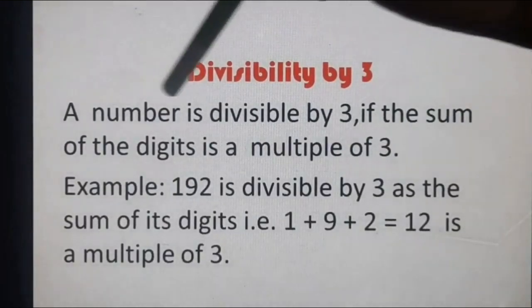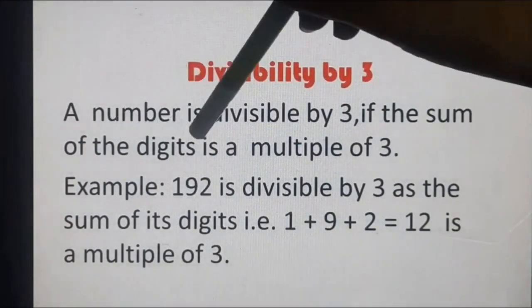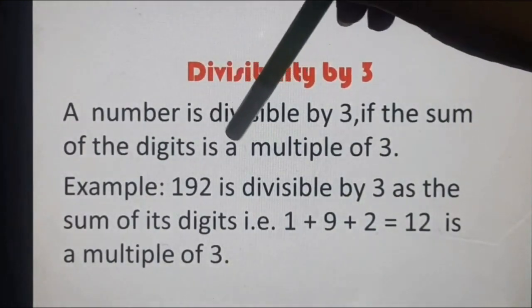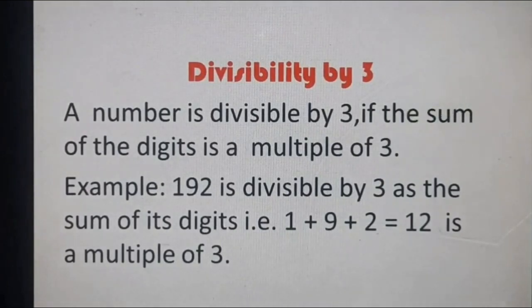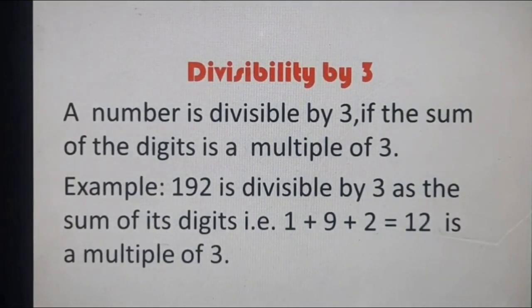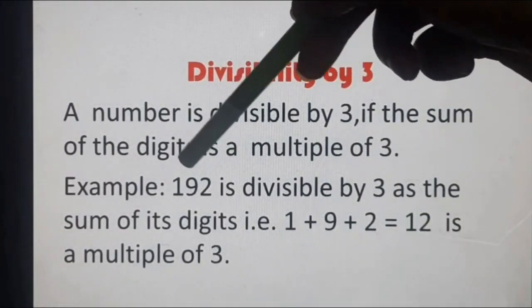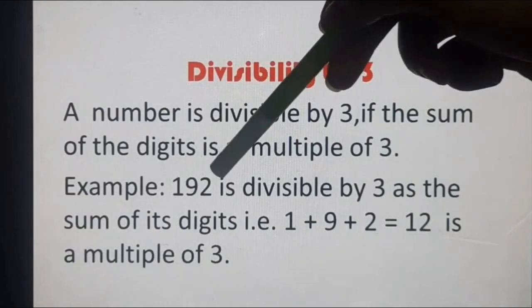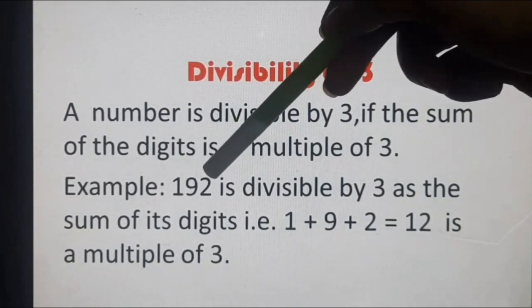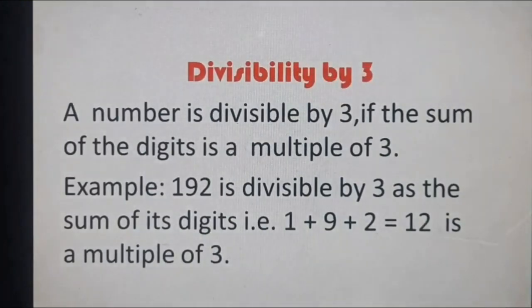Divisibility by 3. A number is divisible by 3 if the sum of the digits is a multiple of 3. Means if we want to check the divisibility of any number by 3, then we will do addition of all the digits. And if the sum of the digits is divisible by 3, then the number will be divisible by 3. For example, 192. If we want to check whether it is divisible by 3, we will add all the digits. 1 plus 9, 10. 10 plus 2, 12. 12 is a multiple of 3. 12 is divisible by 3, no? So the number 192 is divisible by 3.